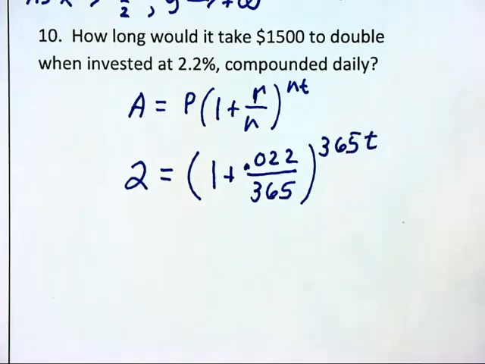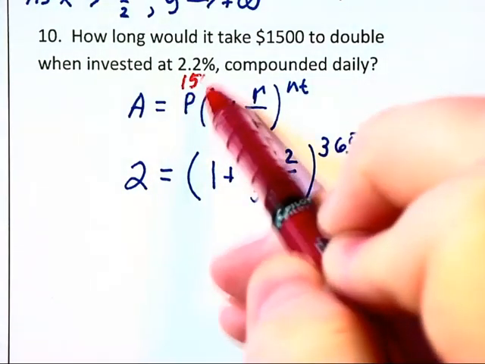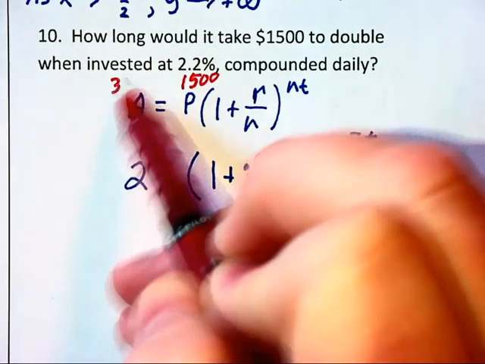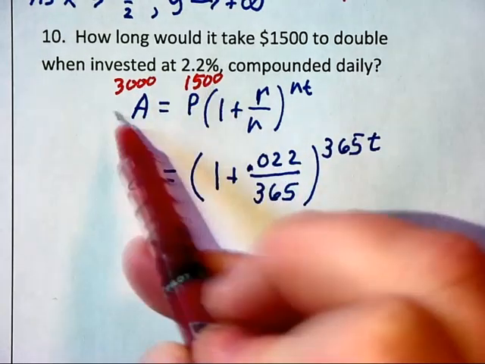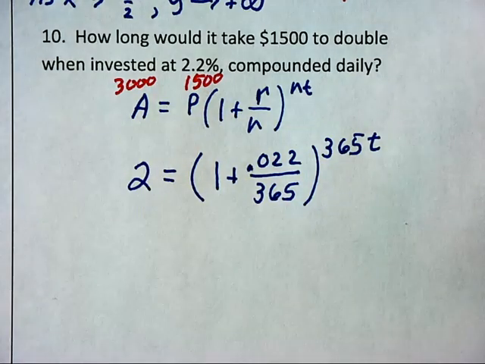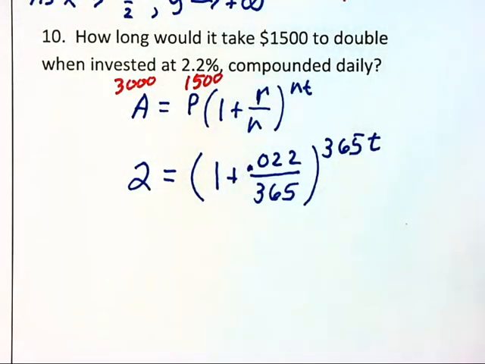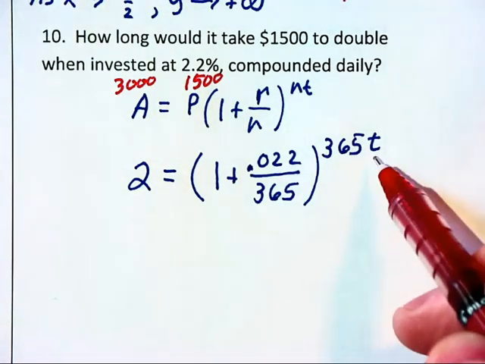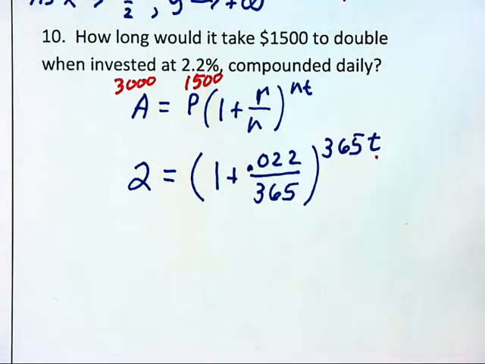365t power. Now, if you're still a little frustrated why I left the 1,500 out, well, if you had said P is 1,500 and it had doubled to 3,000, once you divide that 1,500 off, I'm left with 2 on the left anyways. So the amount of money that you're beginning with really doesn't make a difference here. Now we're trying to solve for t, which is trapped up there in the exponent position, which means we want to take the log of each side.